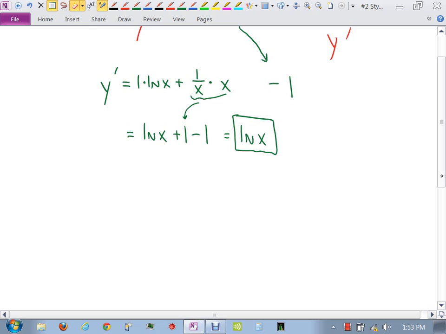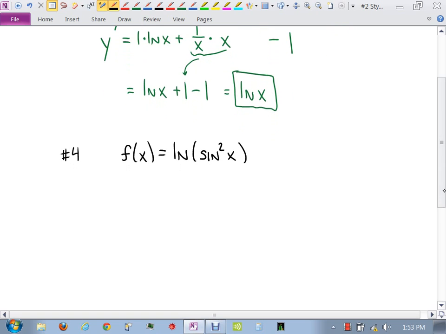How about number 4? So we have f of x equals natural log of sine squared x. So what rule or rules do you see here? Chain rule, right? If it's chain rule, then what's the last thing happening? What's the last thing that would happen? The outside function. The ln, right?